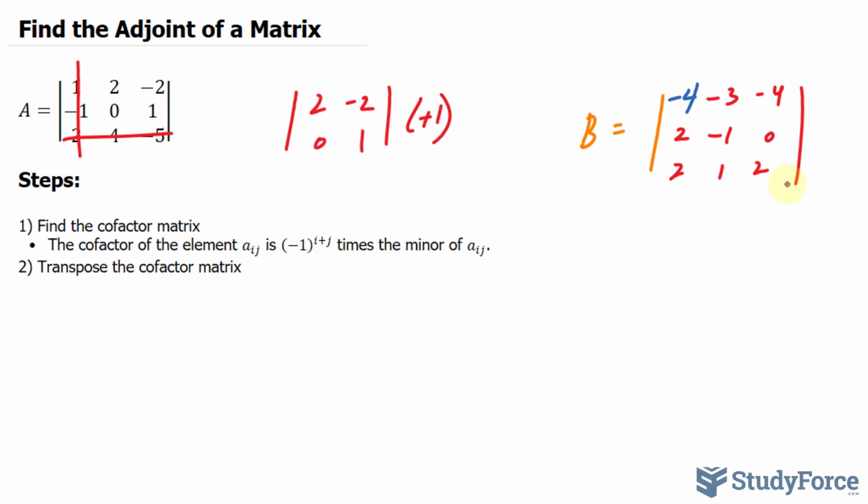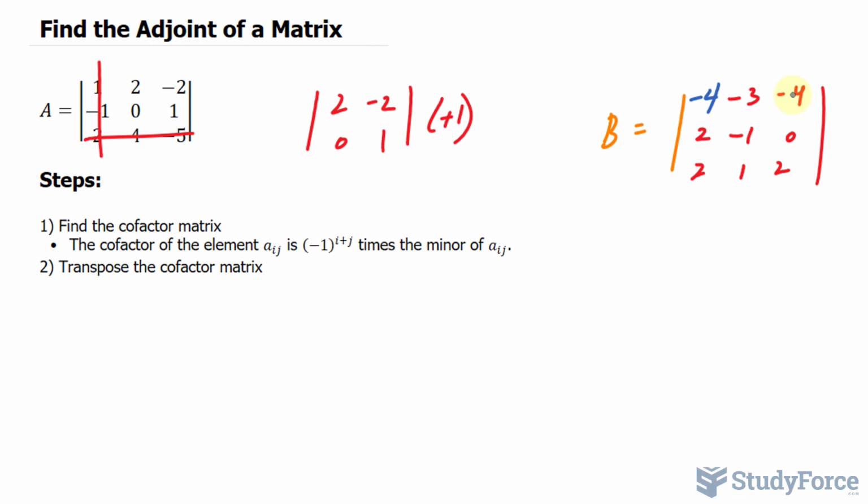So now that we found this matrix, we have to transpose it. This is called the cofactor matrix. The way you transpose a matrix is the rows end up becoming the new columns and vice versa. So that's row 1, that becomes column 1. -4, -3, -4. This row becomes column 2, 2, -1, 0. This row becomes column 3, 2, 1, and 2.